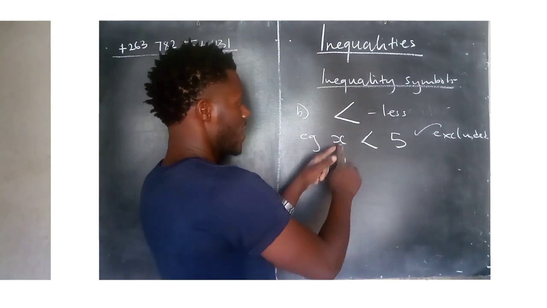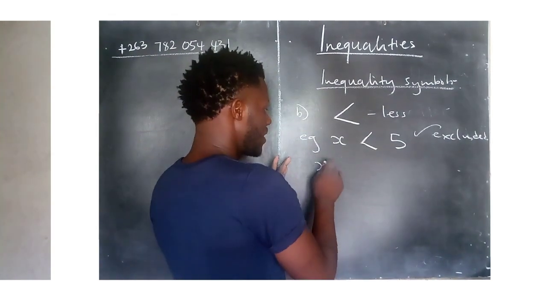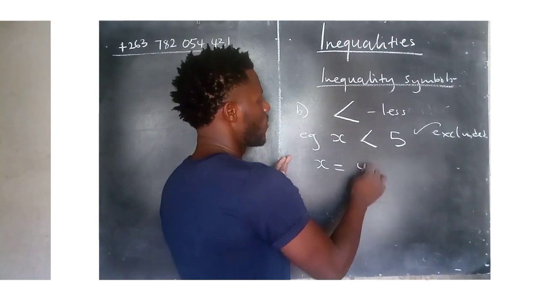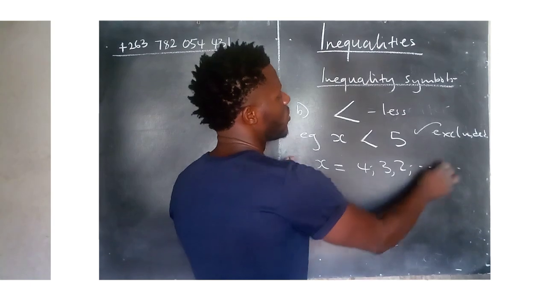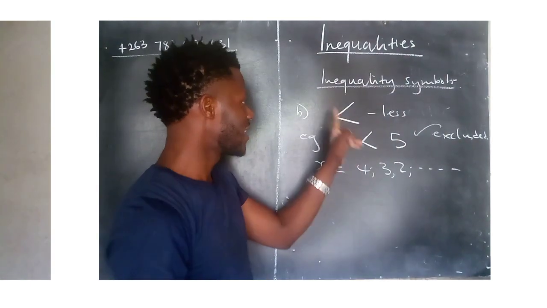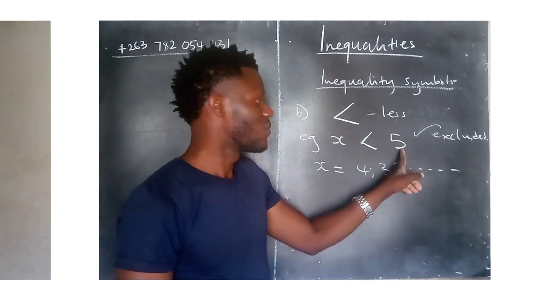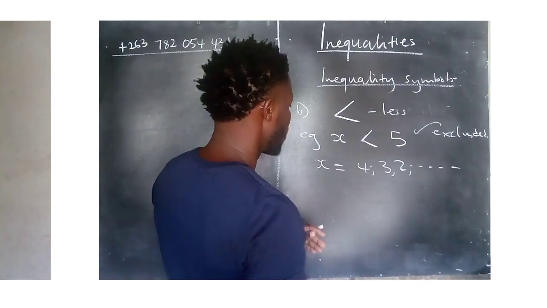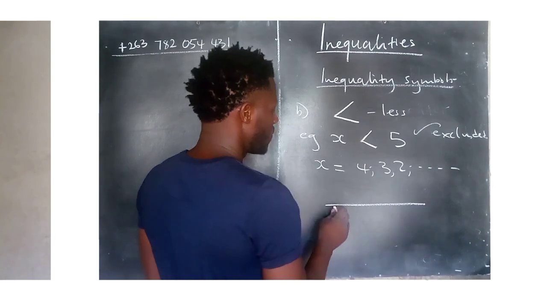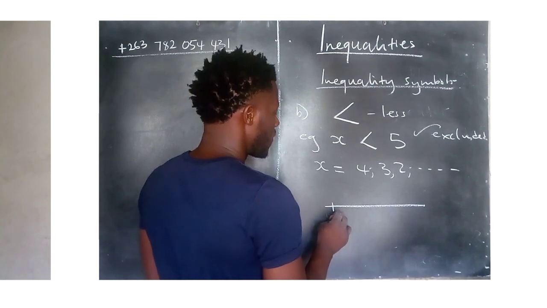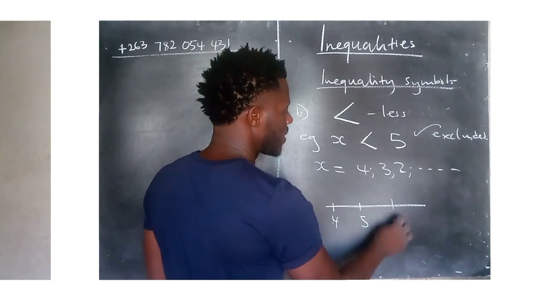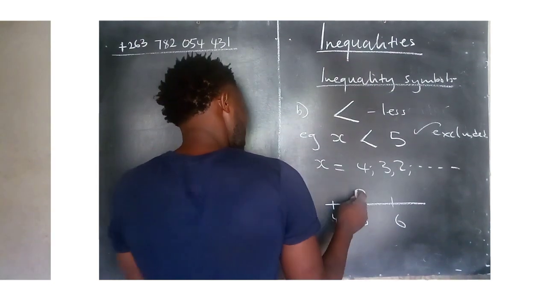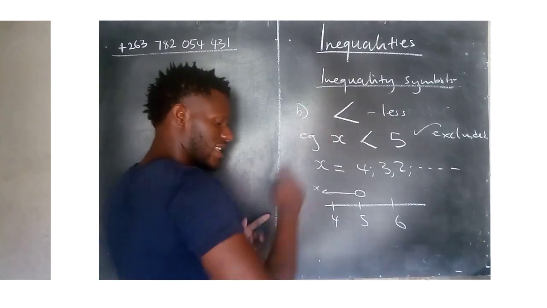So which means x is less than 5. It means that the integral values, the whole number values for x are from 4, 3, 2 onwards. So both greater than and less than, the number must be excluded. But how about these last two included symbols? Okay, when the number line is supposed to be 4, 5, 6, on top of 5 with a small circle. In this case, x is less. Lesser numbers are in this direction. So these are the x values.